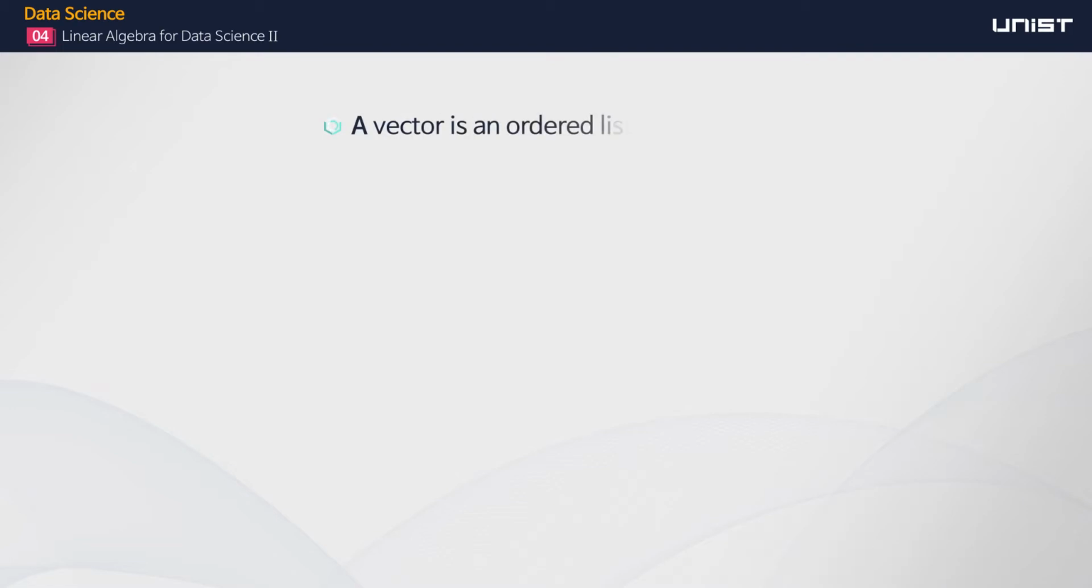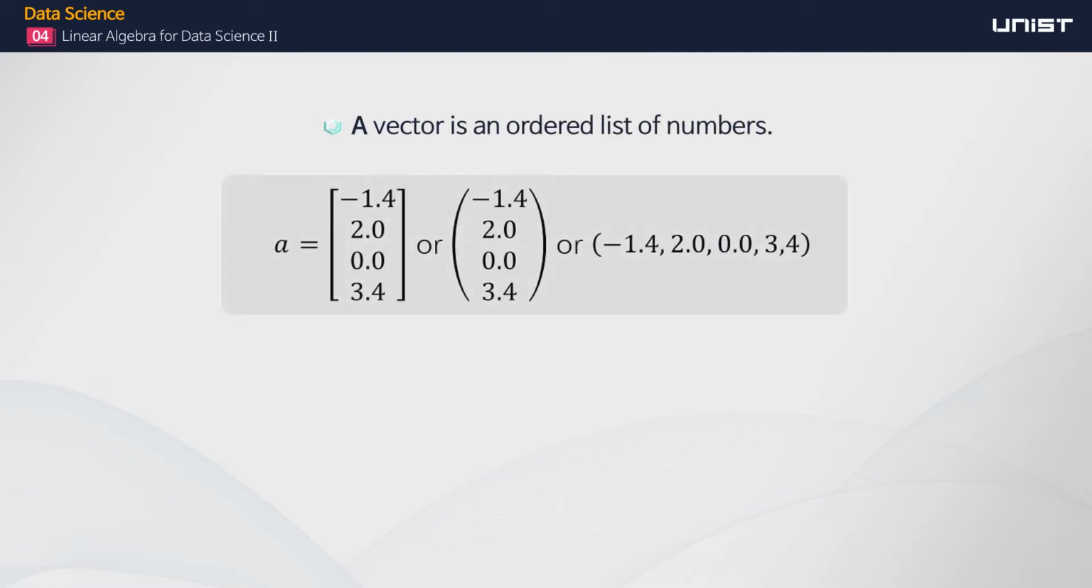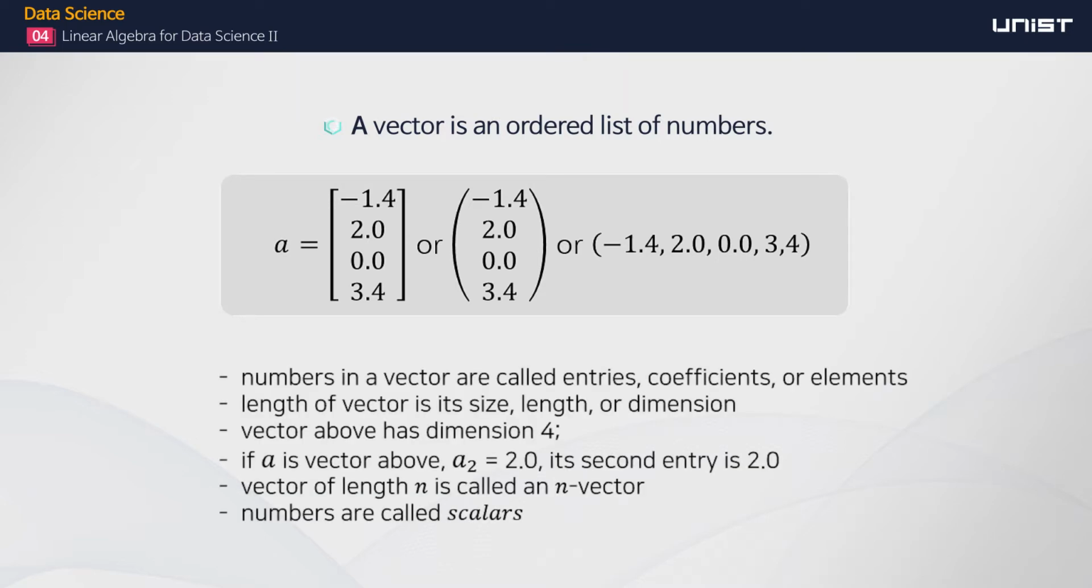A vector is an ordered list of numbers. Here is a vector A. Numbers in a vector are called entries, coefficient, or element. The length of vector is its size, length, or dimension. Okay, this vector A has dimension 4, and its second element is 2.0. A vector of length n is called an n vector.